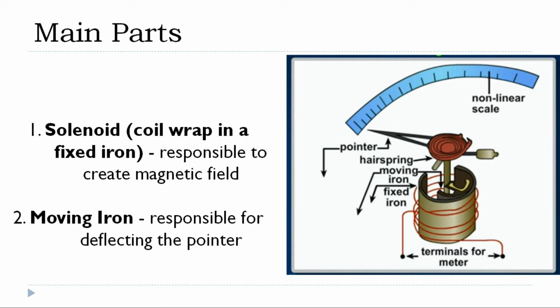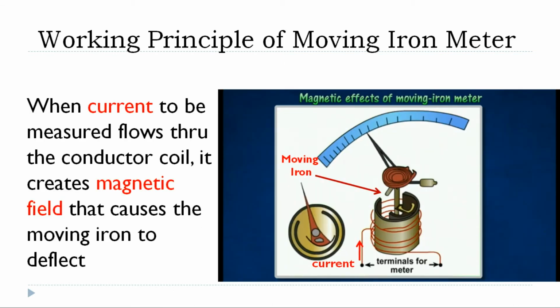Okay, next. Working principle, paano ba gumagana si moving iron meter? Nasabi ko na nga kanina, pero dagdagan natin ng onti. When the current to be measured, yung kailangan nating i-measure na kuryente, ay dumaloy doon sa solenoid natin or doon sa conductor coil, it creates a magnetic field. Ngayon, itong magnetic field na ito, ida-drive niya si iron na nasa gitna na nakikita niyo diyan na gumagalaw, para pagalawin yung pointer scale.